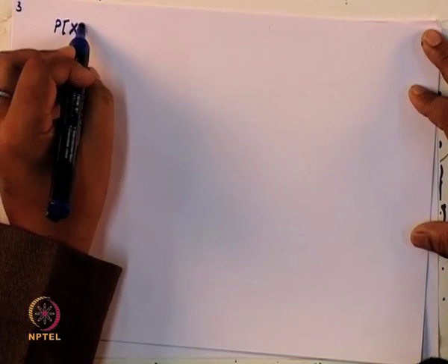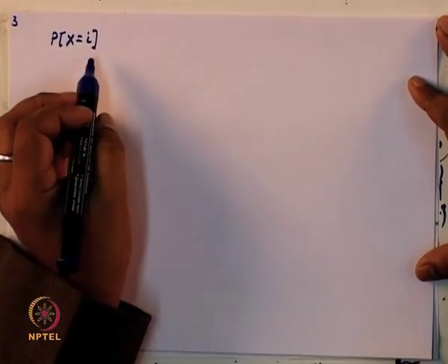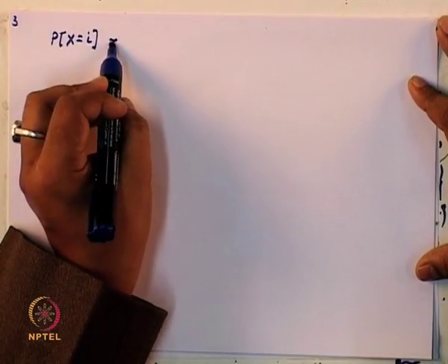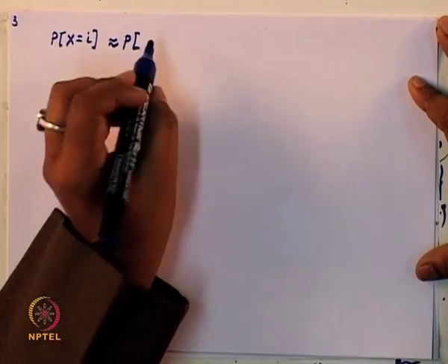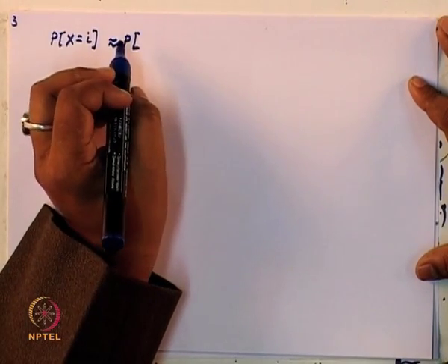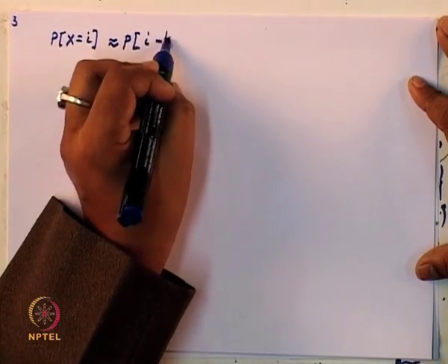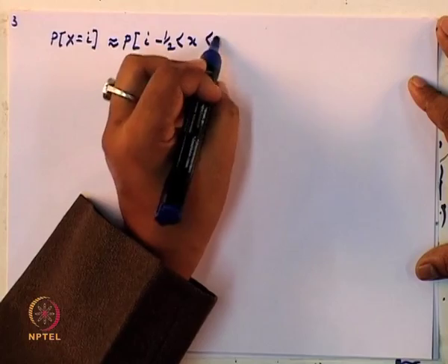If we are asked the question, what we want to know is, for a binomial random variable, probability of x equal to i, because it is a discrete random variable, you can approximate this as the probability of i minus half less than x less than i plus half.